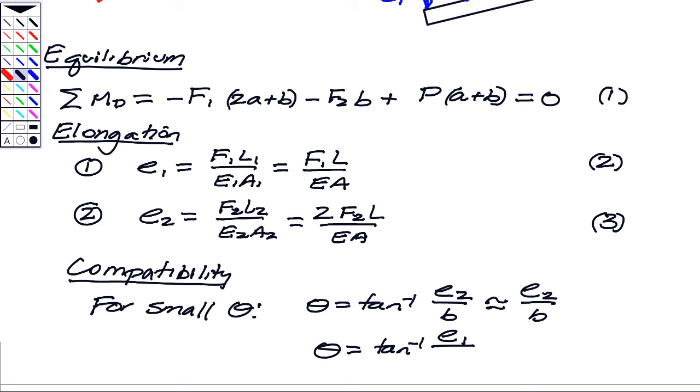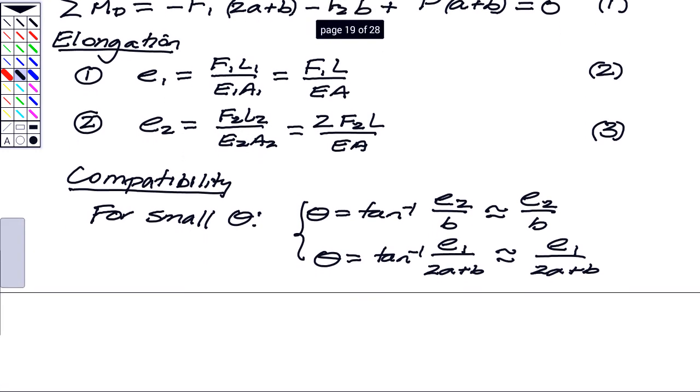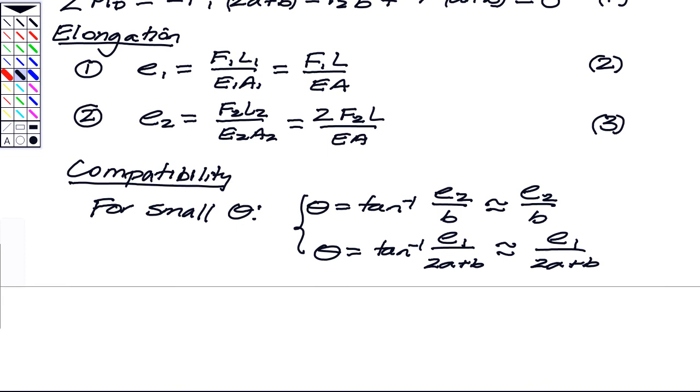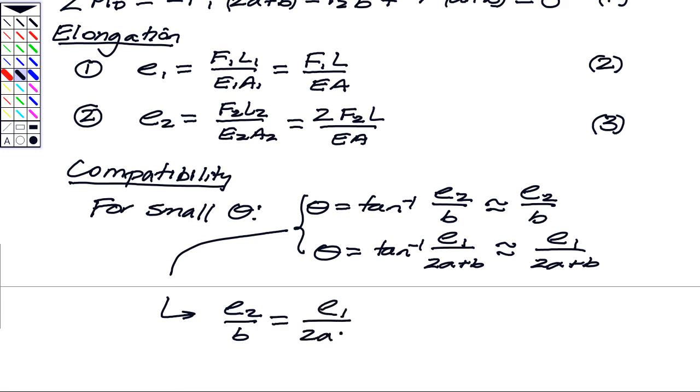So that distance to point D is 2a plus b. For small angles, this becomes, of course, E1 divided by 2a plus b. So this is our compatibility: the bar doesn't deform, it only rotates about D. So if I take these two equations and equate them, I get E2 divided by b is equal to E1 divided by 2a plus b.